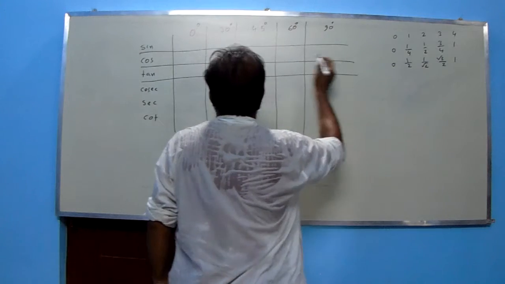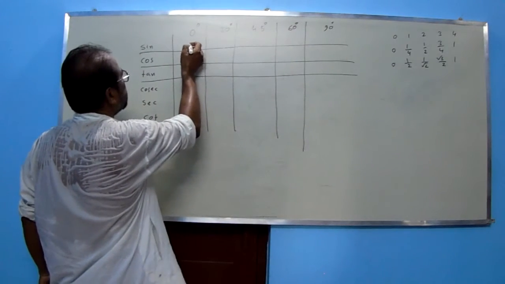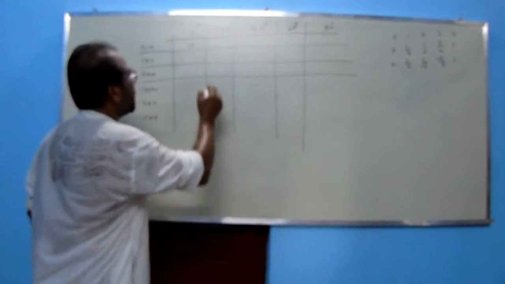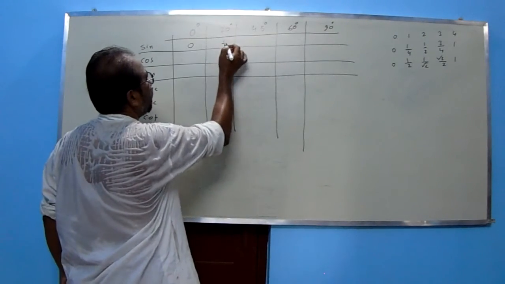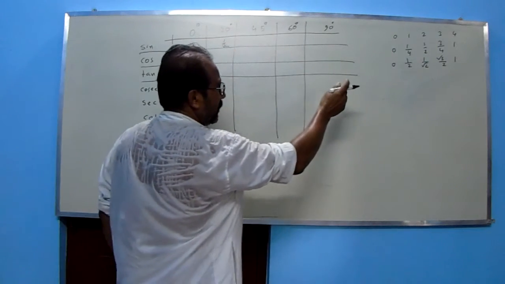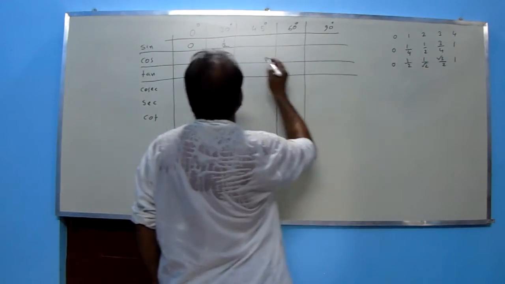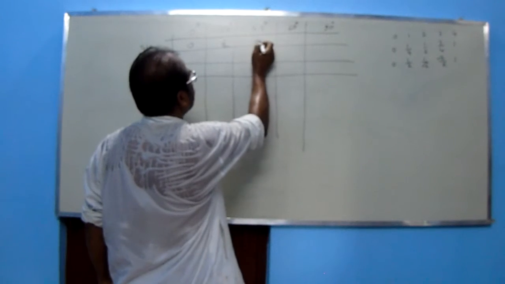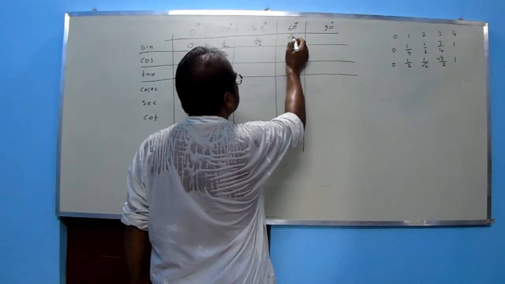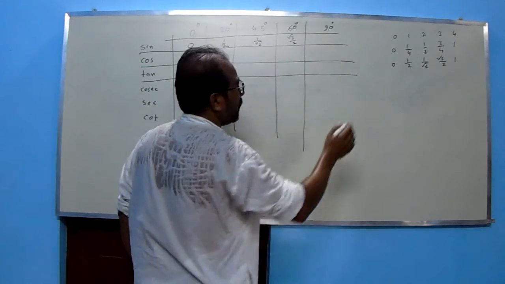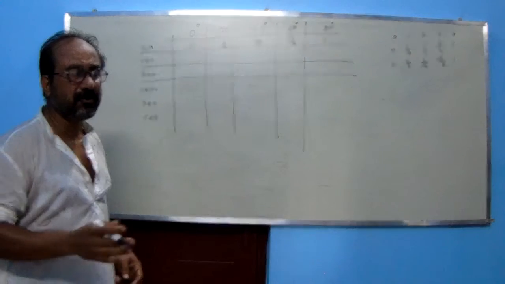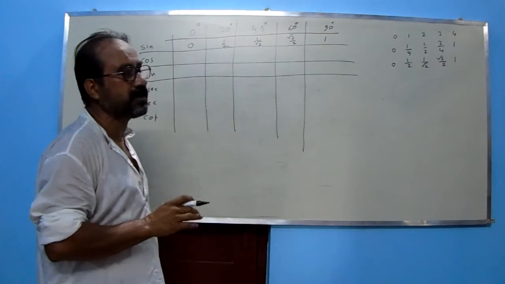So sine 0 is 0. Then sine 30 is half. Sine 45 is 1 by root 2. Sine 60 is root 3 by 2. Then sine 90 is 1. Like this also it can be remembered.